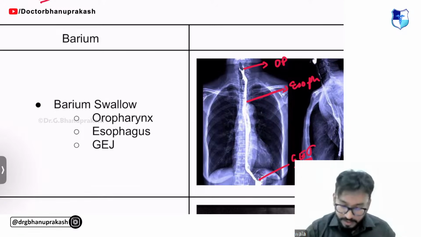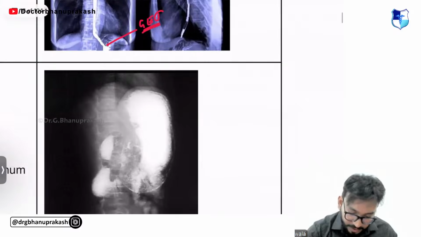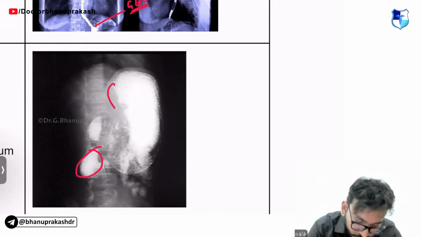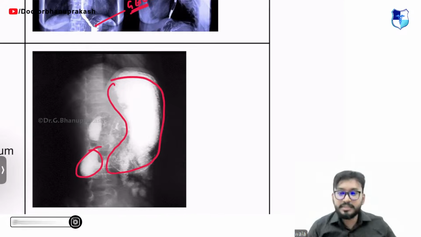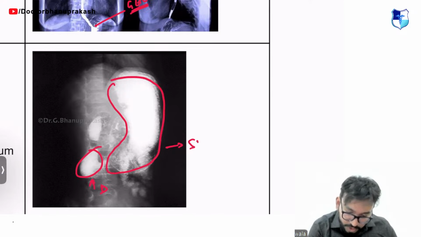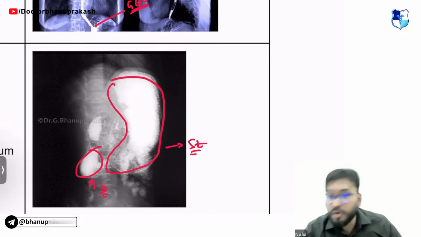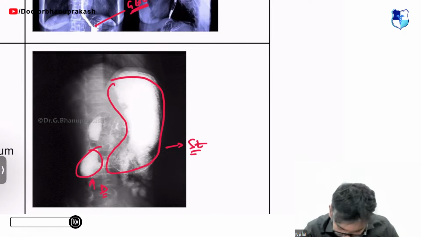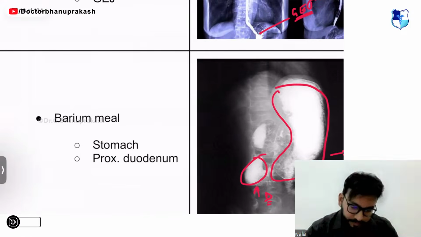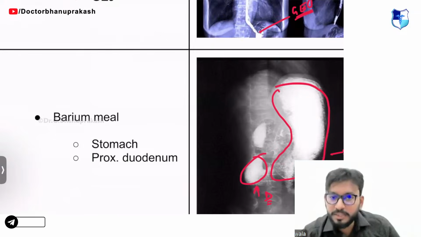It is the stomach. If I see the stomach, and if I see the duodenum, especially the first part, this is the stomach, guys, and this small part is the duodenum. So if I see the stomach and the duodenum, this is a nice meal that I've had, and this is a barium meal. Stomach and proximal duodenum is barium meal.